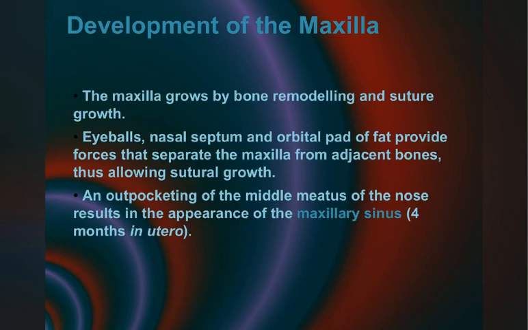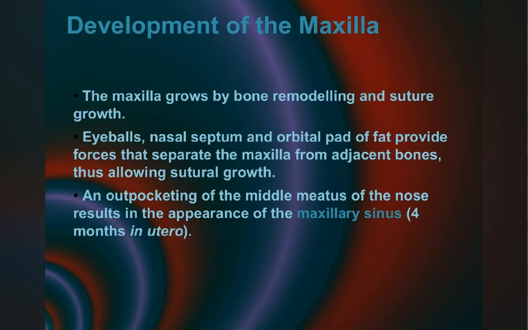The maxilla grows by bone remodeling and sutural growth. Eyeballs, nasal septum, and orbital pad of fat provide forces that separate the maxilla from adjacent bones, thus allowing sutural growth. So the idea of sutural growth is that by applying a certain amount of force, you separate sutures between pieces of bone, and then the bone will fill up the space, and this will lead to growth.